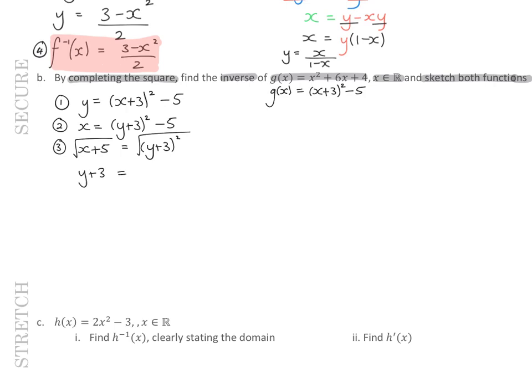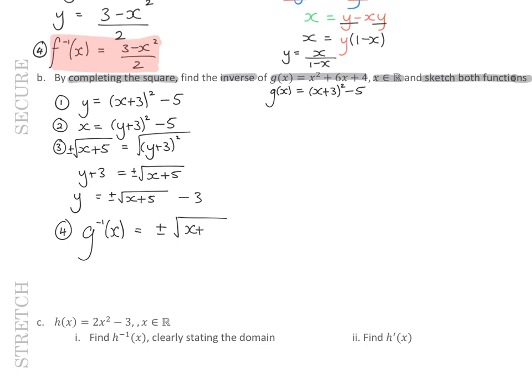So I'm just going to swap these over. And this should actually be a plus minus. So we have those two options. And then finally, stage number 4 is g to the minus 1 of x equals. And there is our function.